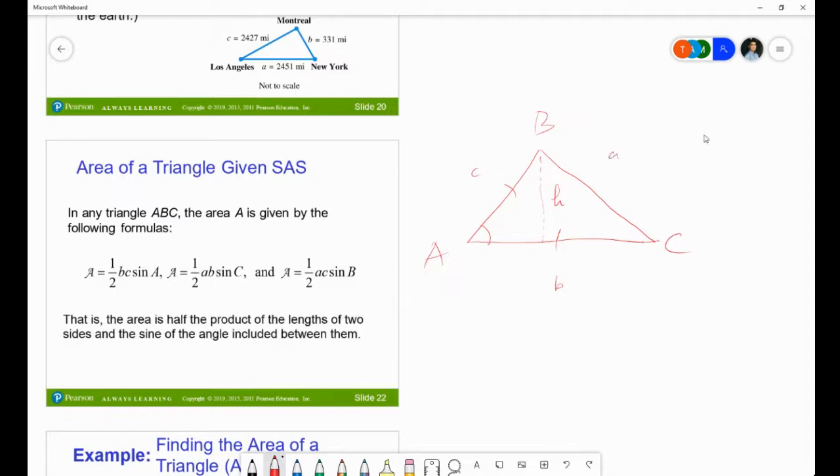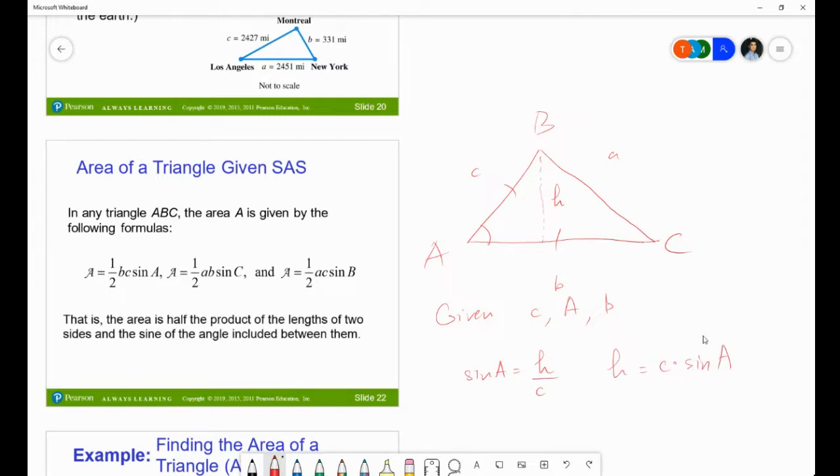Since it's given side, angle, side, it's going to be given side C, angle A, and side B. So that's what's given, right? That means I can find out the height. If I know this angle A, sine of A is equal to the height divided by C, or the height is equal to C times sine A.